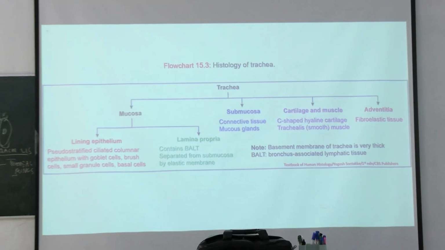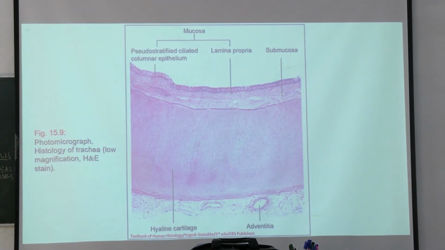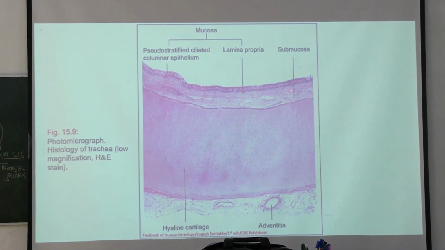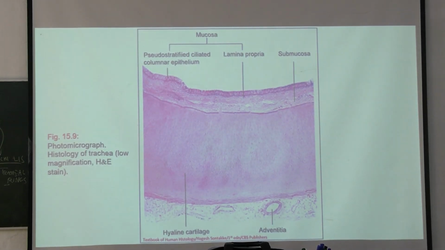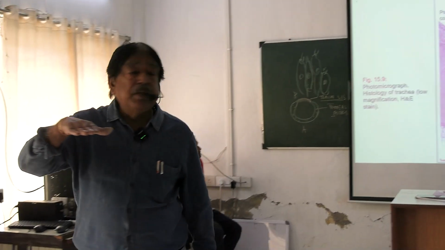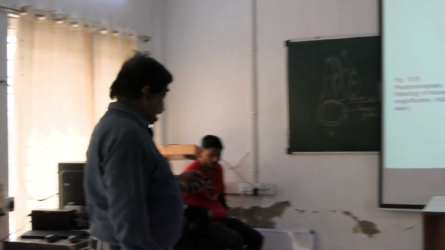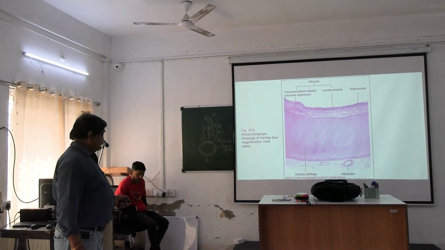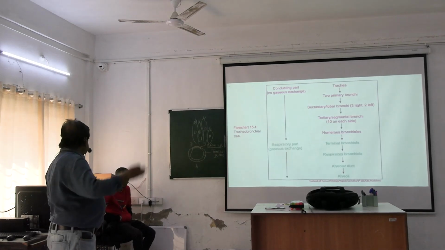Now, histology of trachea. Now, see, mucous membrane. Now, mucosa, below it, this is the hyaline cartilage. This is adventitia with blood vessels. Now, bronchial tree.